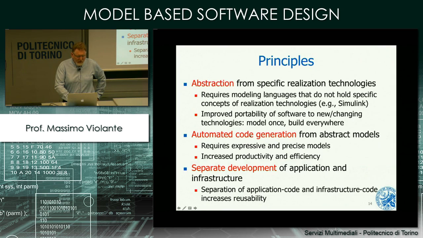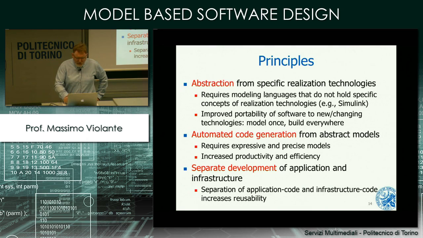Then we need to have an automated code generation. So we don't want to spend time in writing C code. Our environment must have a tool that is able to translate a model into a piece of code that we can run. And then we want to have a design flow that supports the separation of the development of the application and the computing infrastructure. We will clarify all these aspects throughout this lecture.